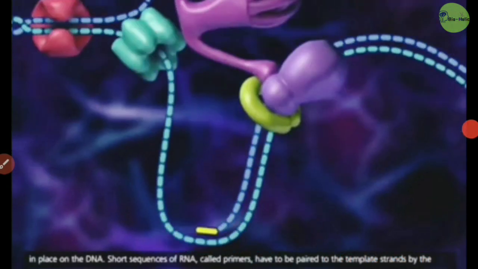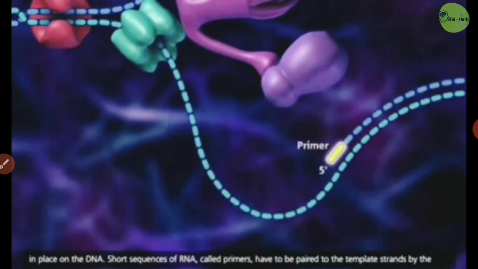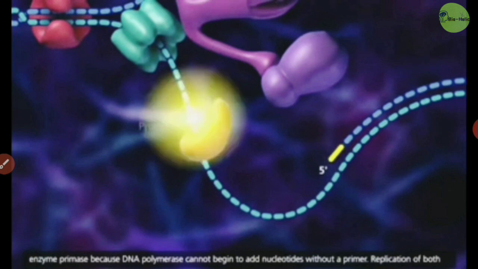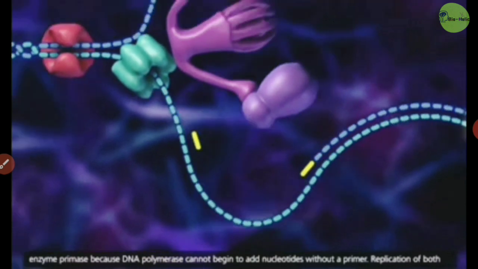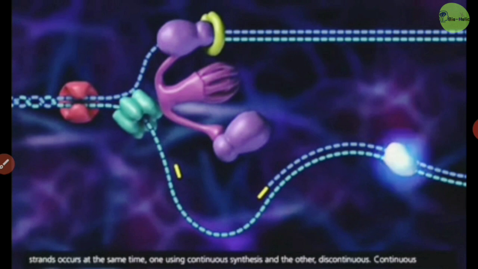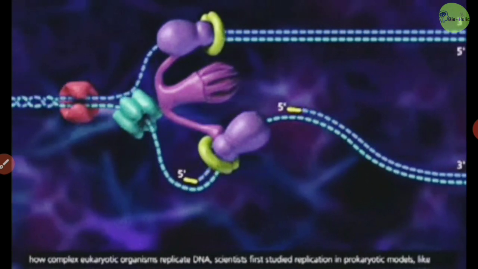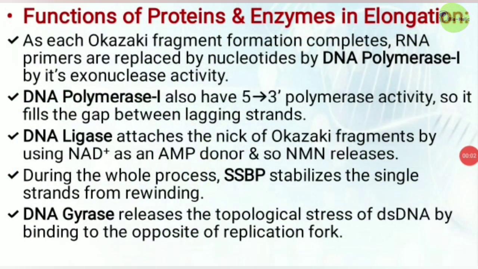So here we can see that the core unit dissociates when it reaches the primer of the leading strand. Then a new primase comes to form a new RNA primer, and from there we can see that again the core unit of DNA polymerase 3 with the beta clamp binds with the DNA strand, by which new nucleotides are added to form a new Okazaki fragment. So let's see what the functions of the proteins and enzymes of the elongation step are.